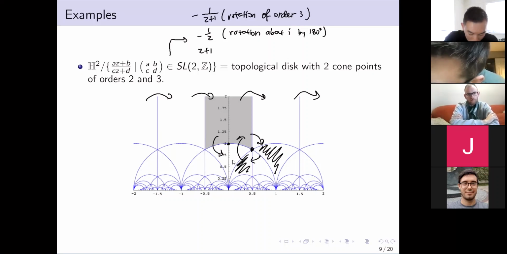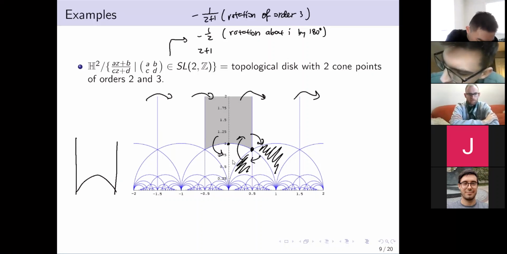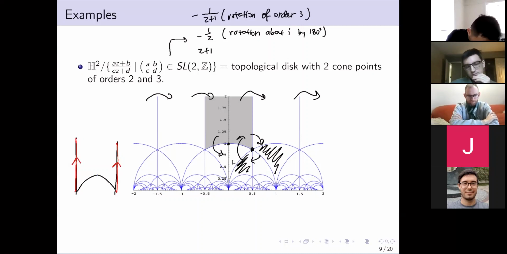And then what can I say about the fundamental domain is the following. If I draw it again over here, then I can identify the edges on the left and right by simply the translation. And then by the rotation -1/z, I can identify part of the semicircle, let's say this one, with that. Convince yourself that in the end, when you glue along the boundary lines accordingly, you're going to get something like a disk, but with 2 cone points.